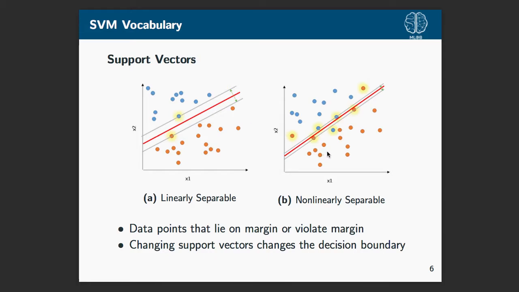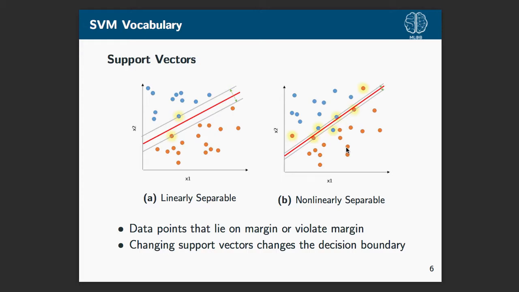In the non-linearly separable case, you can see this is probably better suited if we use some sort of a quadratic function to fit it. But here we still use the linear function. So the support vectors are the ones that not only lie on the margin or inside the margin, but also violate the margin and are placed on the wrong side of the decision boundary. So that's why we have this orange point here and this blue one over there.